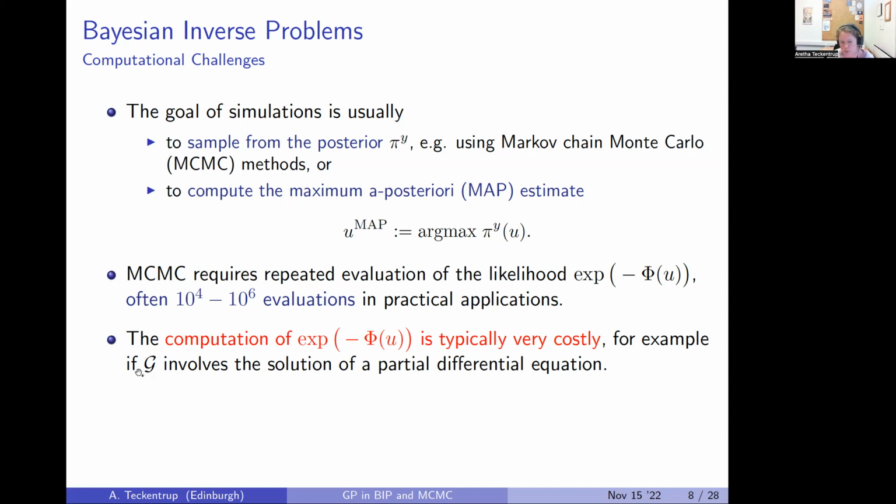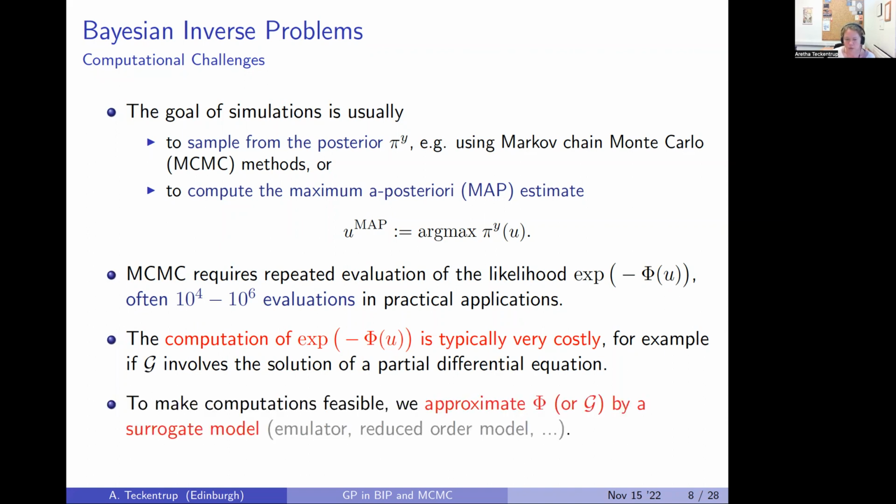So if you think of the example that I gave you, where the evaluation of G, the observation operator, involves the solution of a PDE, then every evaluation, if you want to evaluate this data likelihood for a given value of u, involves the solution of a PDE. And so this is very, very expensive. And if you have to do that tens of thousands of times, that's just not really computationally feasible. So what we do is we approximate either directly the log likelihood.